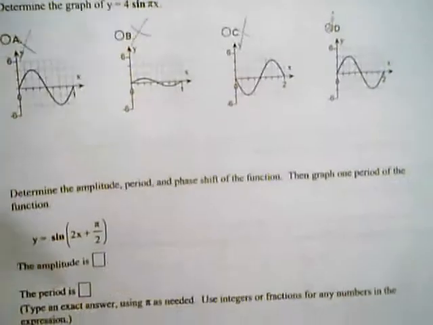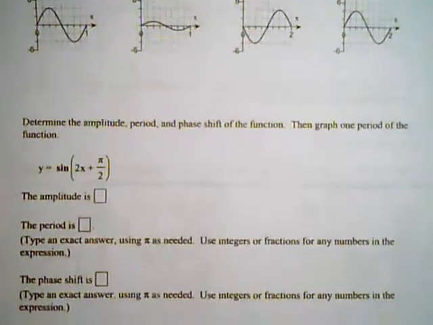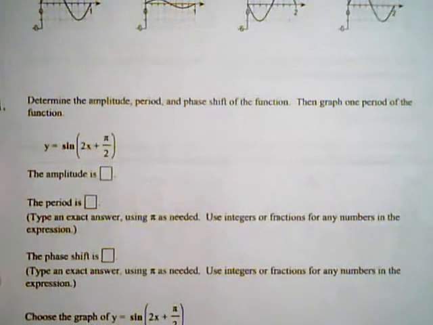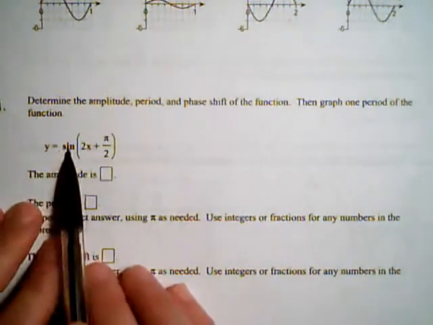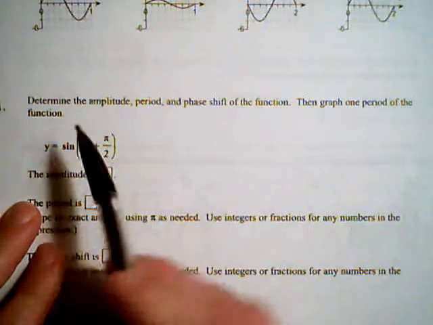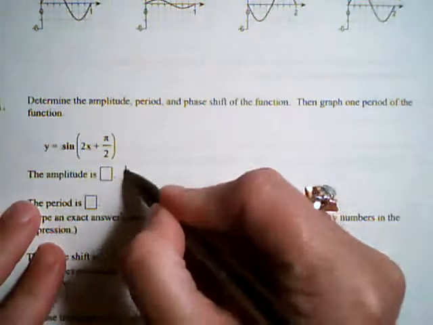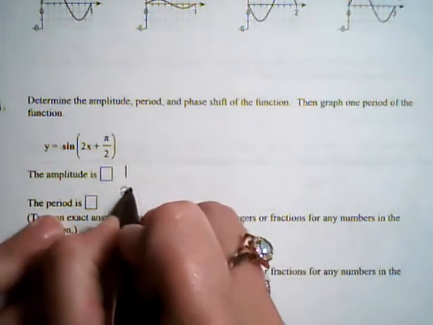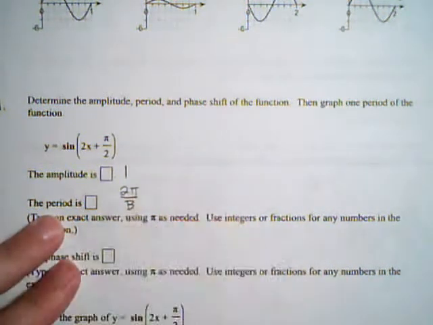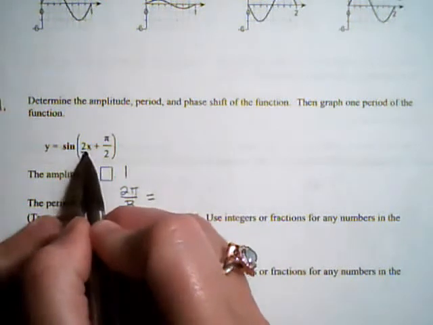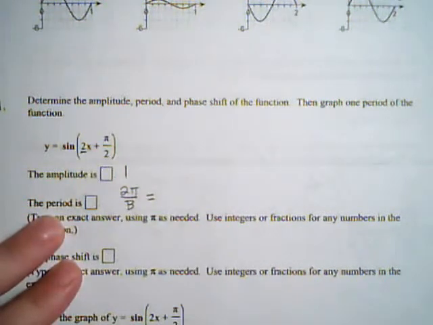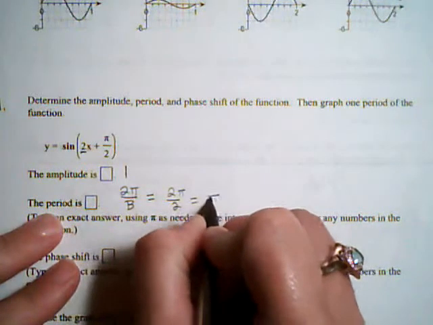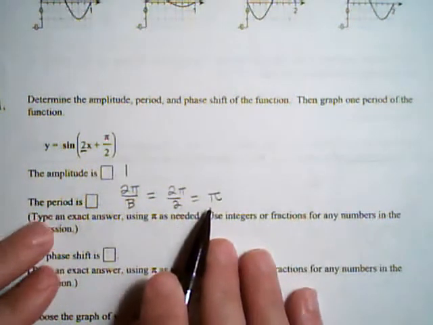Okay, number 4 says determine amplitude, period, and phase shift. We can determine that from looking at our graph. The amplitude is the coefficient of the sine function, so that has an understood 1. The period, 2 pi over b. So what is my b value? B is the coefficient of the variable, coefficient of x. So 2 pi over 2 gives me a period of pi.